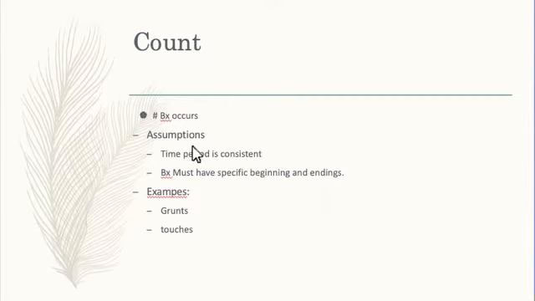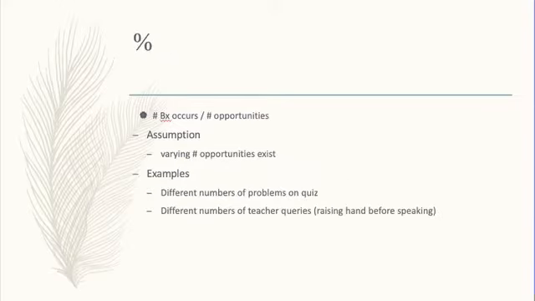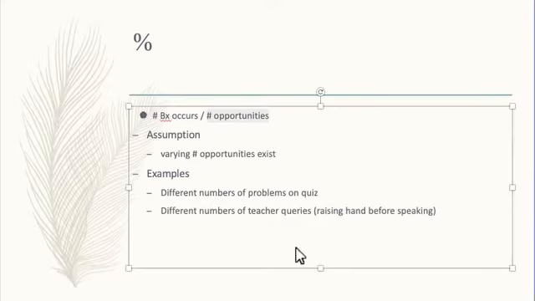So count, the assumptions are the time period is consistent and the behavior must have specific beginnings and endings. Examples are grunts and touches. For percentages, the assumption is we have varying numbers of opportunities. Examples are different numbers of problems on a quiz, different numbers of teacher queries, raising their hand. For example, if the kid is asked to raise his hand before he speaks, we would have a number of opportunities, which would be the opportunities for him to speak and the number of times that he raised his hand before speaking.